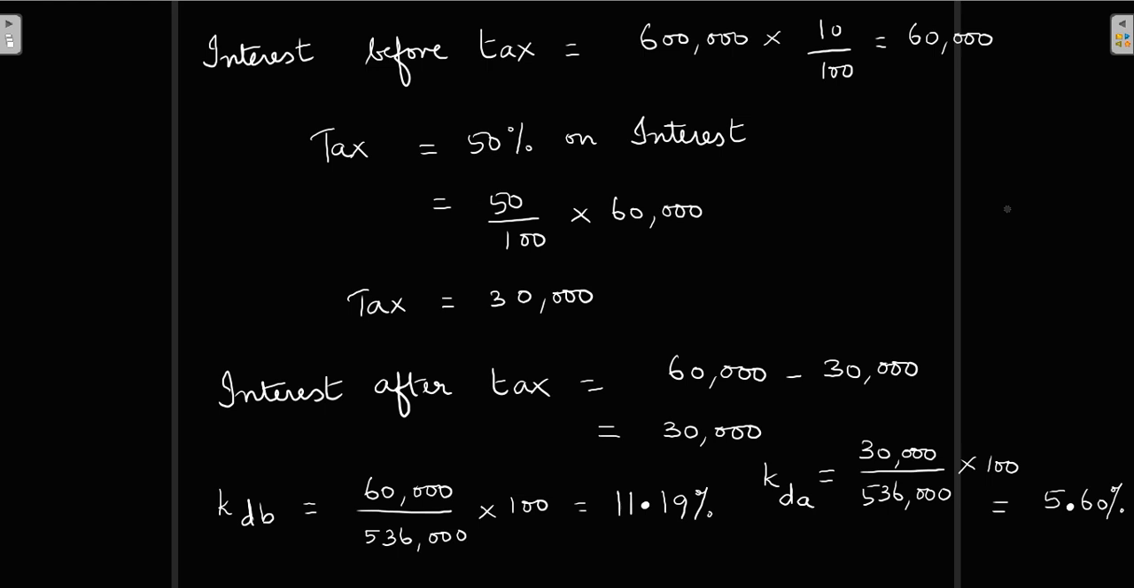So the interest before tax is 10% on 6 lakhs, which is 60,000. 50% on the interest, that is tax, will give you 30,000. So the interest after tax is 60 minus 30, 30,000. So cost of debt before tax is interest before tax, 60,000 divided by the net proceeds 5,36,000. And cost of debt after tax, interest after tax is 30,000 divided by net proceeds 5,36,000, will give you the answer 5.60.